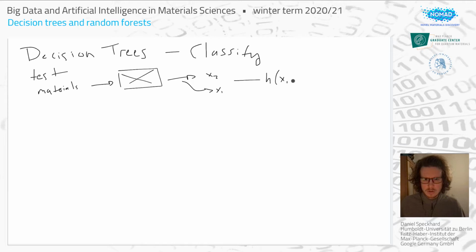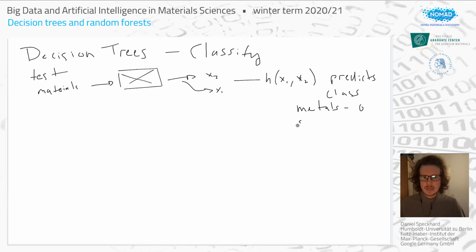So it's a model based on these two features, x1 and x2, and this h of x1 and x2 predicts a class, some categorical variable. So let's focus on an example where we're trying to predict materials as either metals. We can say that's integer 0, for instance. We can encode it with an integer.